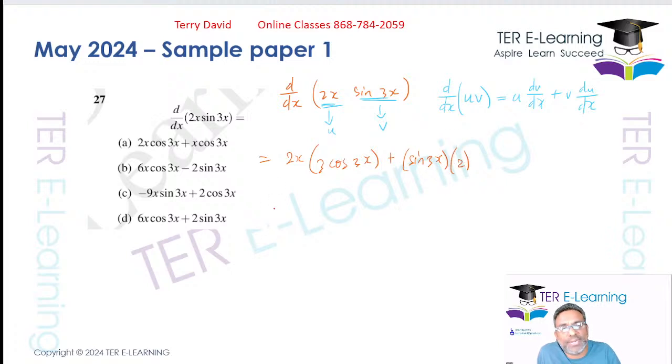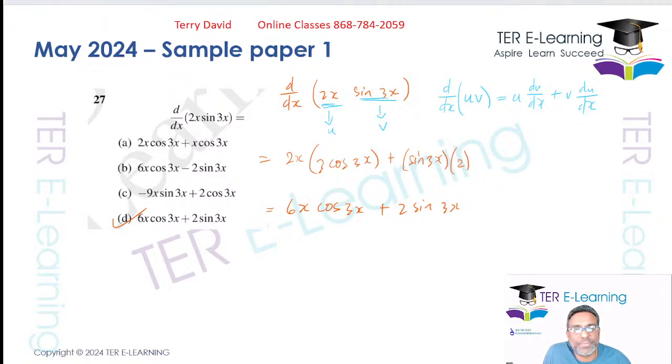So when I simplify this, I'm going to get 6x cos 3x, plus 2 sine 3x. So the answer is D. Right, the answer is D. So I'm using the product rule in order to do this.